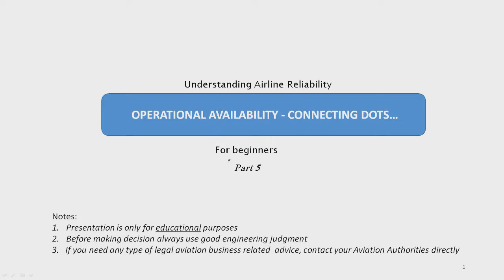Today we are going to continue our discussion about operational availability, and today's subject is operational availability: connecting the dots. We are going to discuss operational availability from an operational availability perspective. Also, we will see how operational availability is connected with safety, reliability, maintainability, and cost.